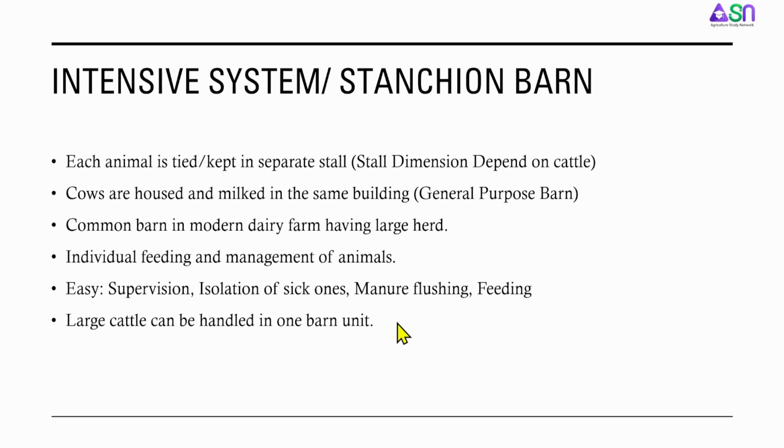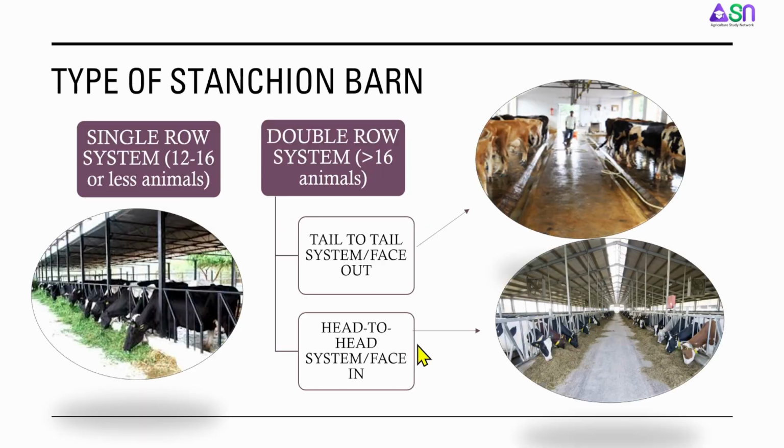This housing is divided into two basic types. They are single row system and double row system. If we have less number of animals, such as 12 to 16 or sometimes less than that, we need single row housing because it is manageable for less cattle in one row only. But if we have more animals, it is not economical to line up the cattle in a single row.